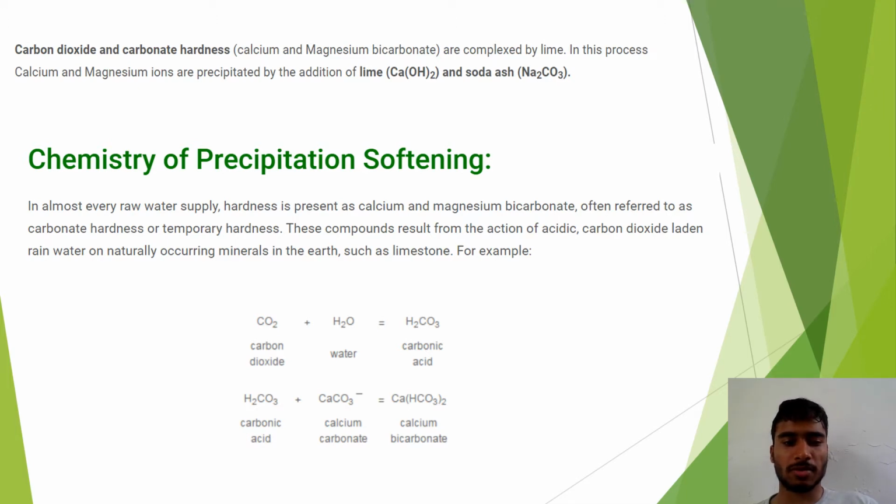For example, CO2 plus H2O is equal to H2CO3. That is carbon dioxide plus water is equal to carbonic acid. Another example is H2CO3 plus CaCO3 is equal to Ca(HCO3)2. That is carbonic acid plus calcium carbonate is equal to calcium bicarbonate.